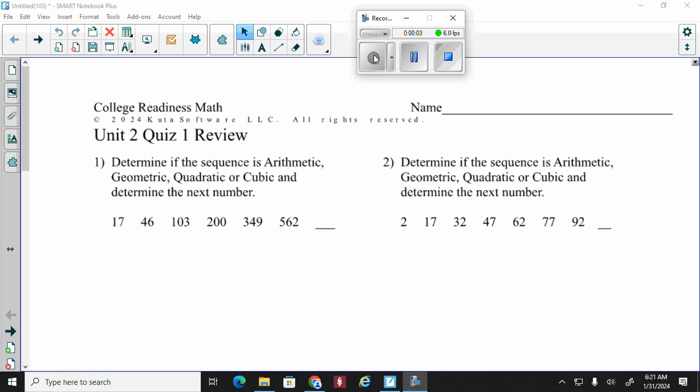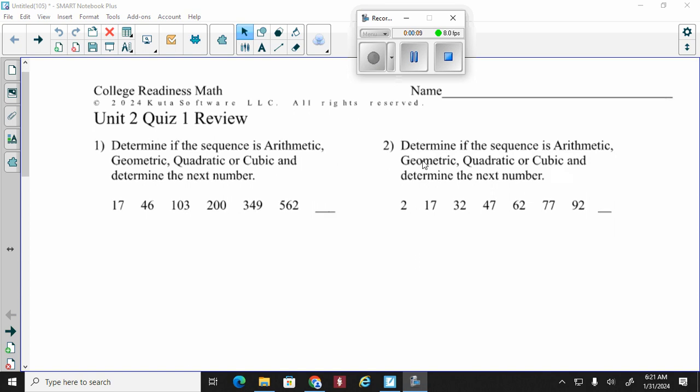Okay, this is the Unit 2 Quiz 1 review. So let's go ahead and get started. All right, question number 1, it says determine if the sequence is arithmetic, geometric. All right, so we've done this several times. So what we're going to do is first determine whether or not it is geometric.